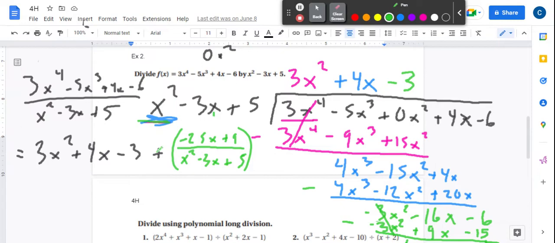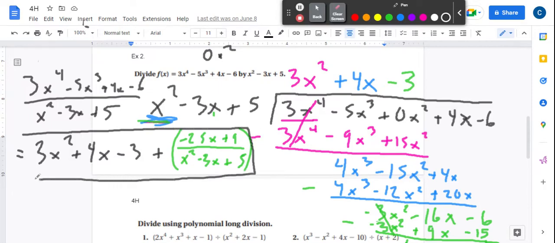Okay. And then we have to add our remainder, and our remainder is over our original thing that we were dividing by. So this would be our final answer right here. Okay, that's called polynomial long division.